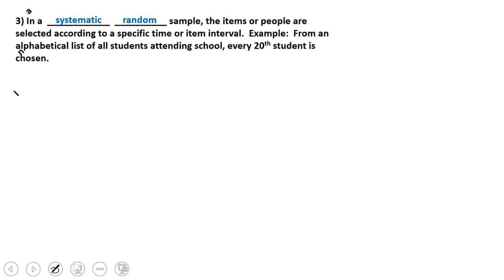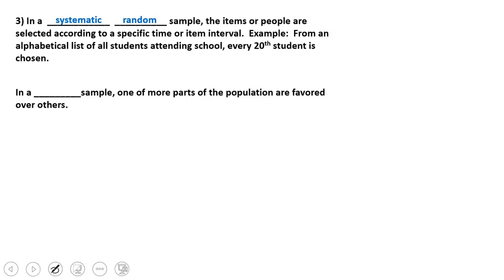Now, we also have biased sampling. We just talked about unbiased and 3 ways to have unbiased samples that are valid. Now we have the biased samples. In other words, samples where one or more parts of the population are favored over others for things like convenience or for other things like voluntary. In other words, they can be manipulated.